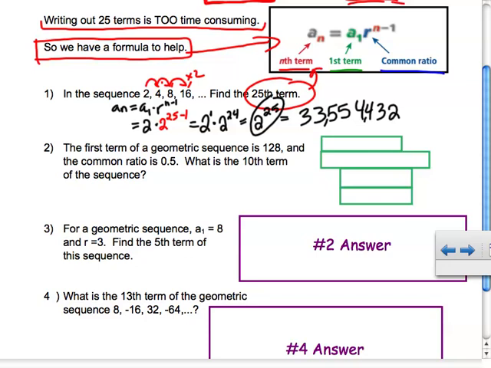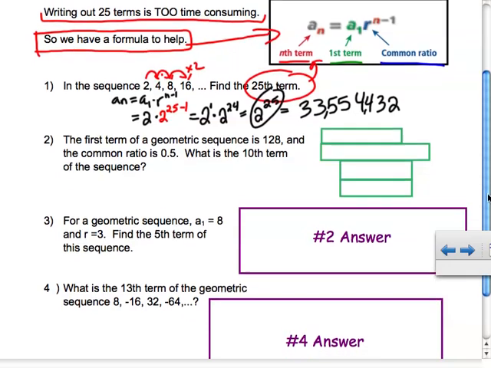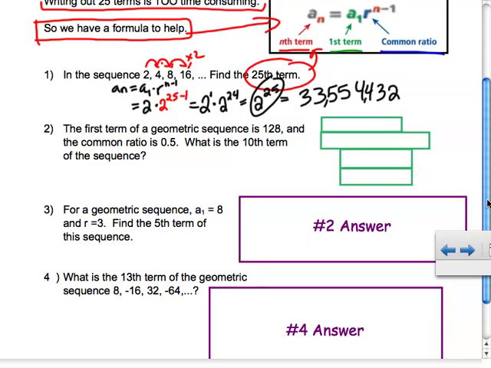Okay, let's do one more together, and then I'm going to have you do 3 and 4 in your notes on your own to see if you can apply this information. So let's do number 2.